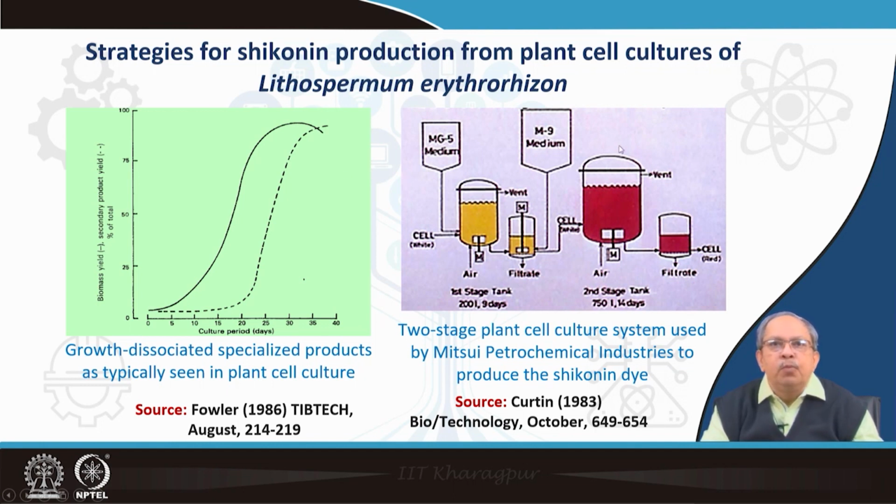The exact compositions are not disclosed, but normally if you remove the nitrogen and phosphate sources, that gives some stress to the plant cell cultures, and then they start synthesizing the desired metabolites of interest, as has also been found with carrot cell lines for production of anthocyanin. So, in the M9 medium there is a certain deficiency of certain macronutrients, and as a result the cells in M9 medium start synthesizing the shikonin pigment.